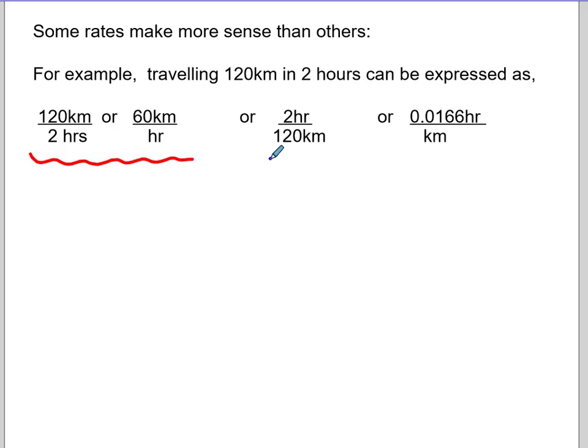And then if you found the unit rate, 0.0166 hours every kilometer. Again, it's completely correct, but it's just not familiar to us. So we tend to set up our rates in certain ways that have familiarity.